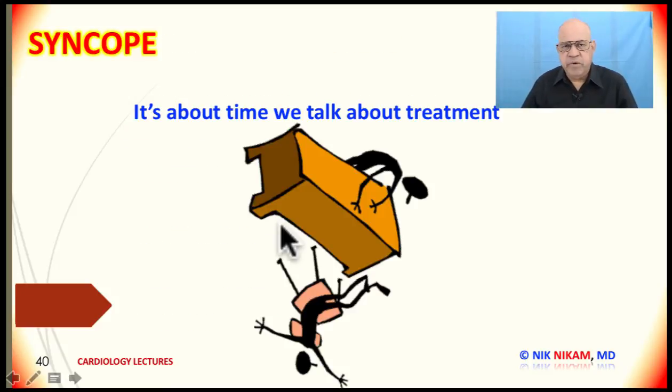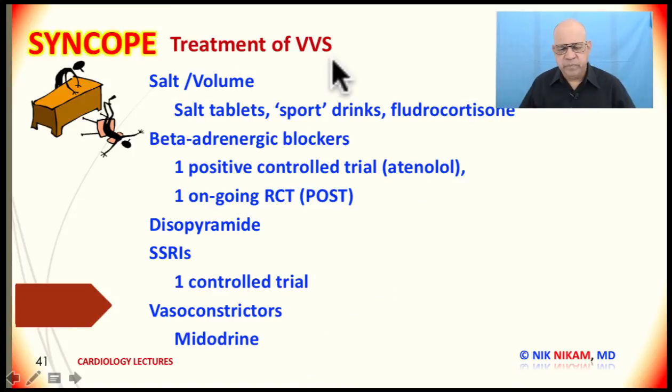Okay, it's about time we talk about treatment. Let's move on to the treatment part. Vasovagal syncope, as I told you, is an autonomic nervous system imbalance. There is hyperactivity of the parasympathetic system through acetylcholine, which is transmitted through the vagus nerve, causing bradycardia, slowing of the heart rate, and profound vasodilatation of the arterial and the venous circulation. So we need to see how we can focus on that.